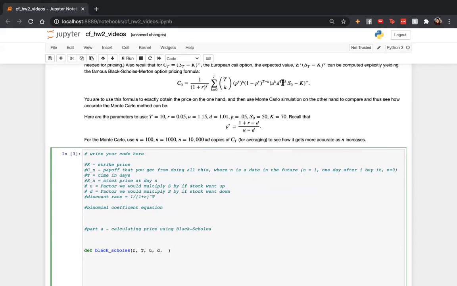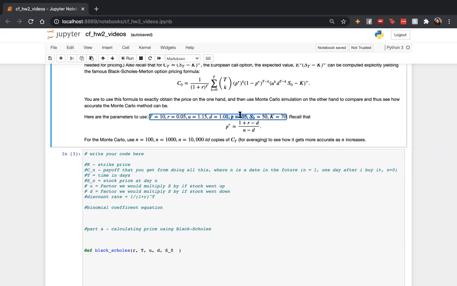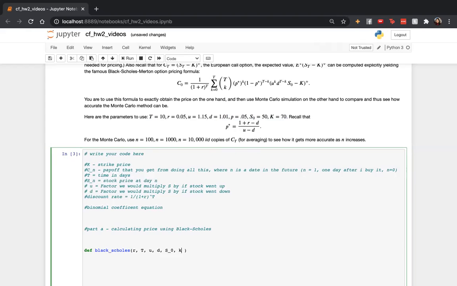And then after that, I need an S0, so a starting stock price. So basically the stock price at day 0, which again is also given through our parameters down here. And then lastly I want a K, the strike price at which I would end up purchasing my options. Okay, so now that we've covered that, basically this first part is just plug and chug.